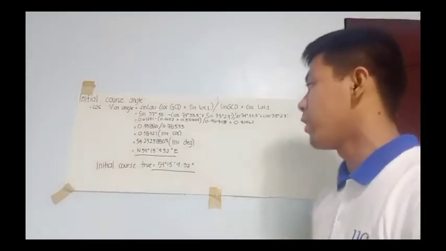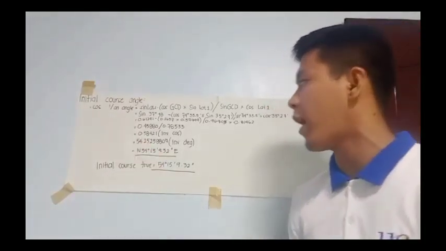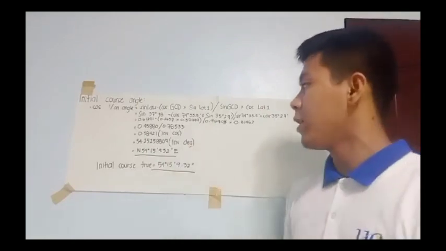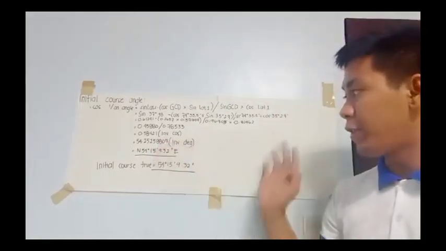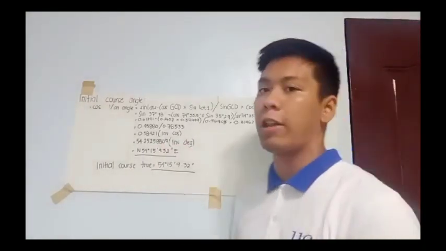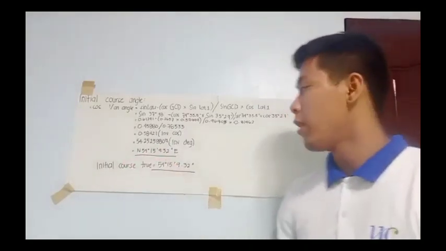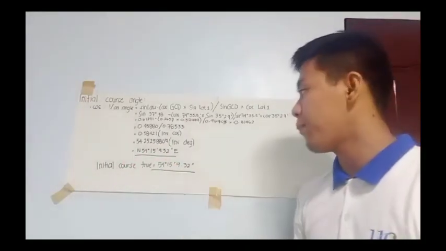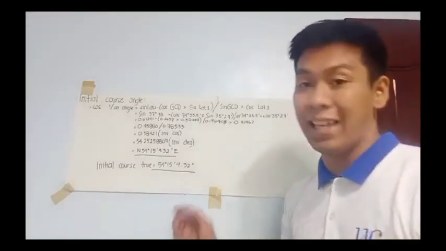54.25258807. To get the value in degrees, minutes and seconds, we have to use inverse degrees, or shift degrees, in our calculators. So the value that we've derived is north 54 degrees 15 minutes 9.32 seconds east.